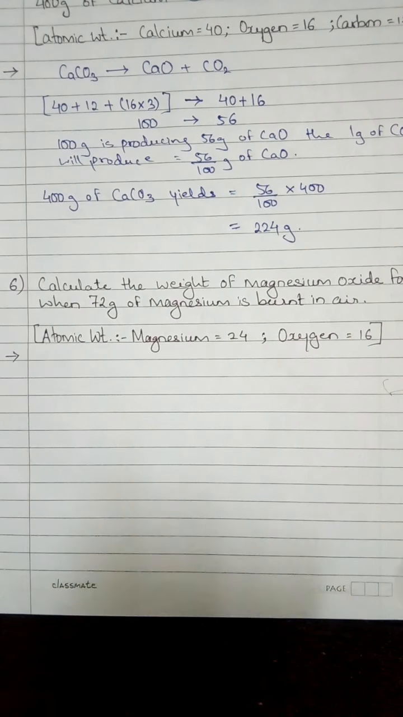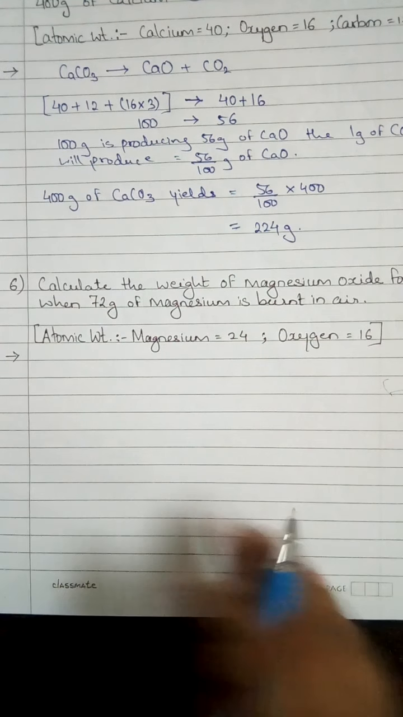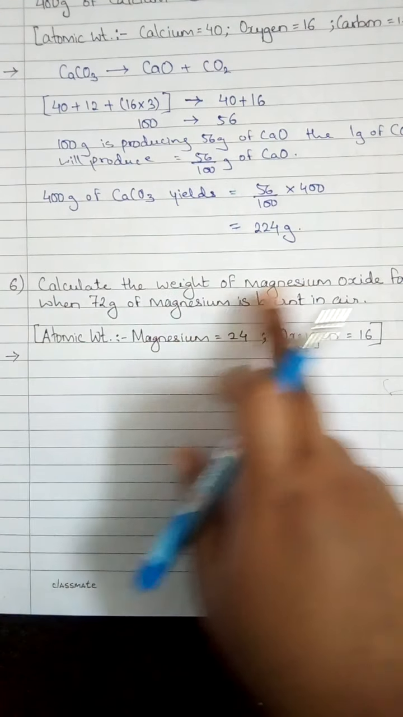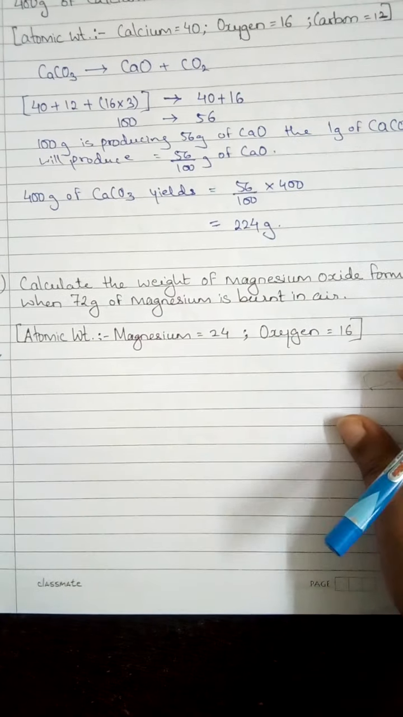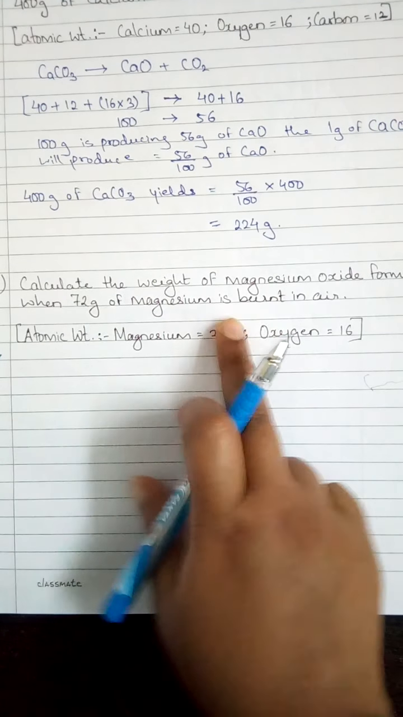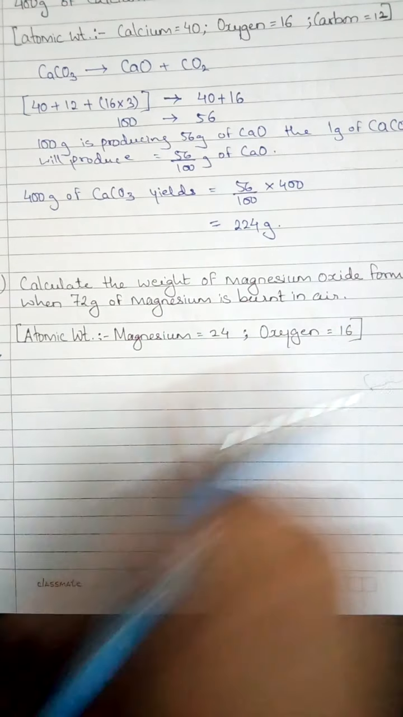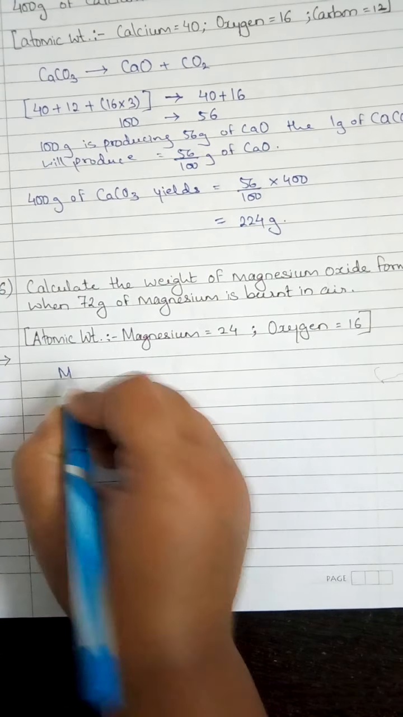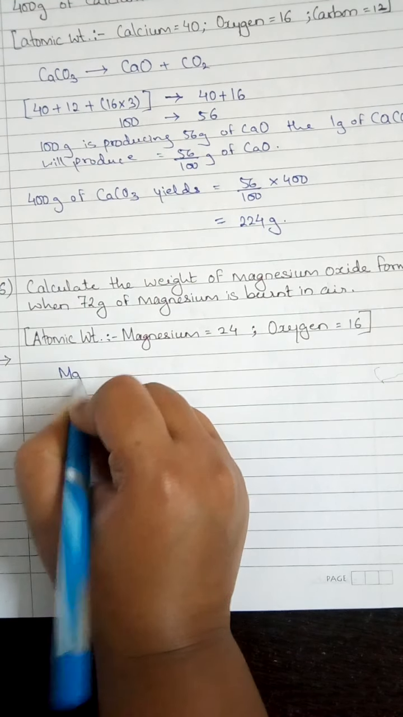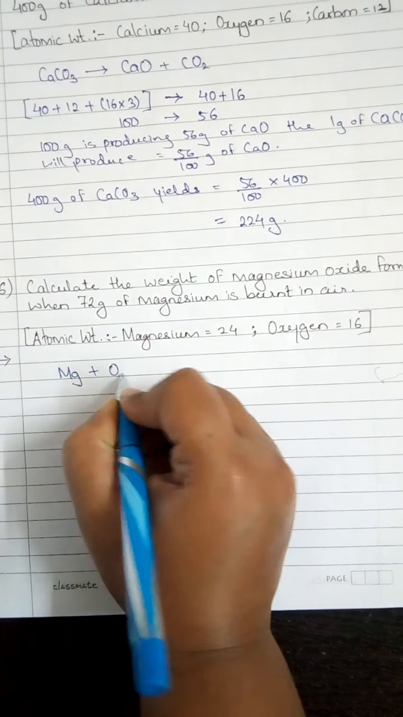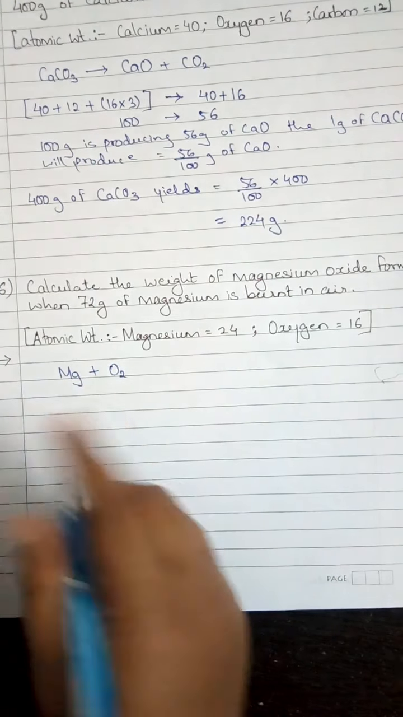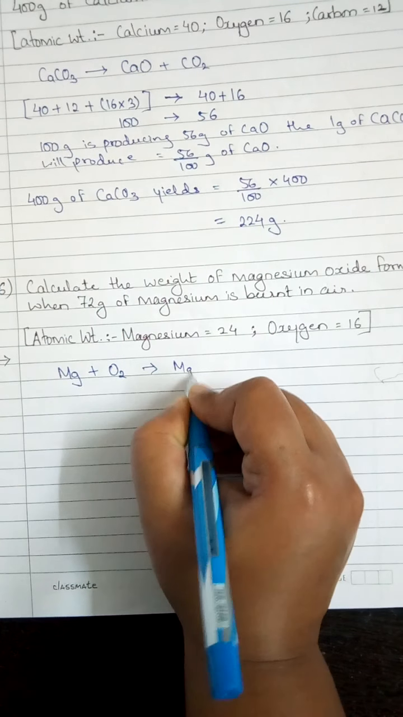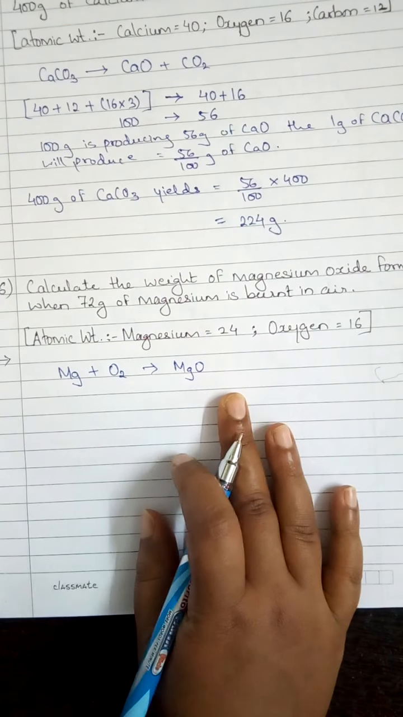Okay, the sixth question is the same as the fifth one. Okay, same method we have to take. Now here, calculate the weight of magnesium oxide formed when 72 gram of magnesium is burnt in air. Now when magnesium is burnt in air, we'll write the formula first. Okay, so Mg plus O2, burning means adding with oxygen, so Mg plus O2 will give me MgO.